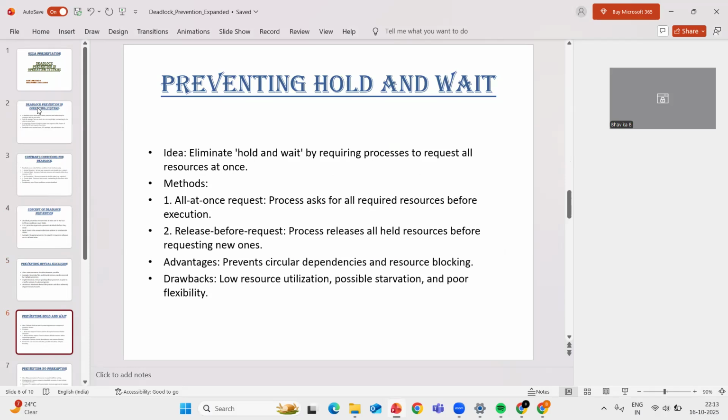So this method is effective only for resources that allow simultaneous access. Preventing hold and wait. To prevent the hold and wait condition, we can make a process request all the resources it needs at once before starting execution. Alternatively, we can force it to release any resources it holds before requesting new ones. While this ensures that no process is holding one resource while waiting for another, it has some drawbacks. It leads to lower resource utilization because processes might hold resources that they don't immediately need, and it could cause starvation. Still, it's a simple and effective way to prevent deadlocks in smaller systems.